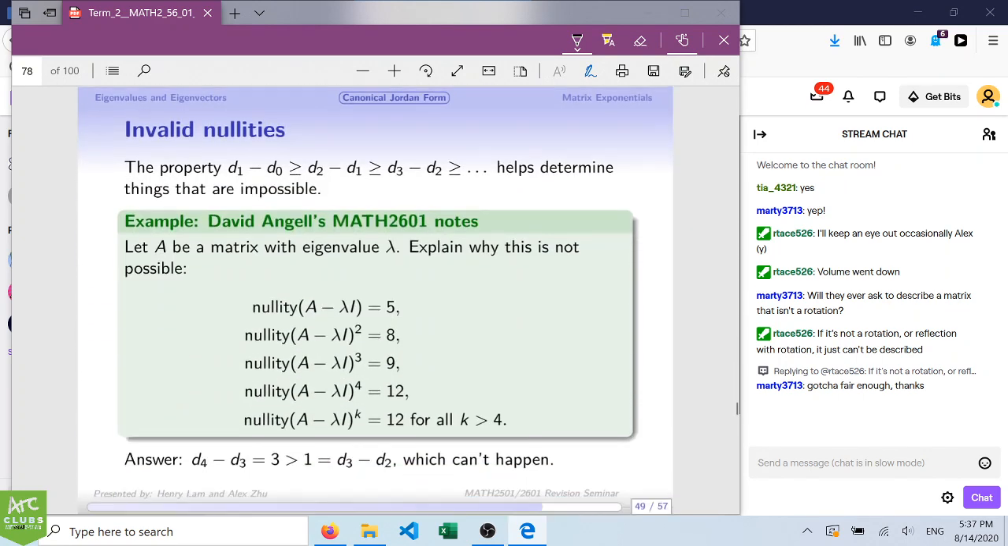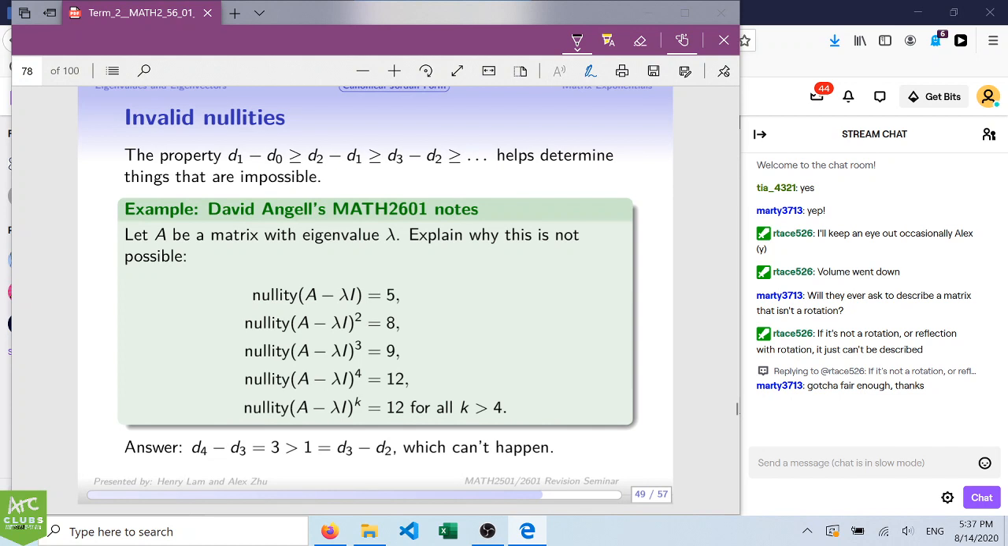And now the next part is checking the other way around. So tell me if this is a possible configuration of nullities. And essentially, this cannot happen because this is 3.